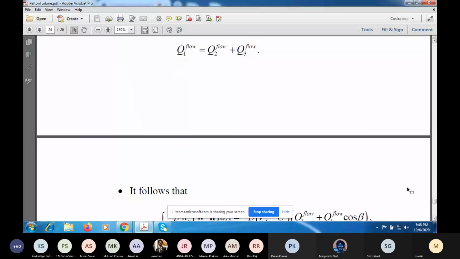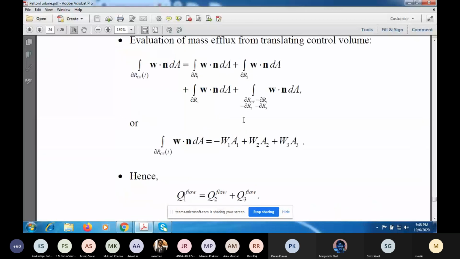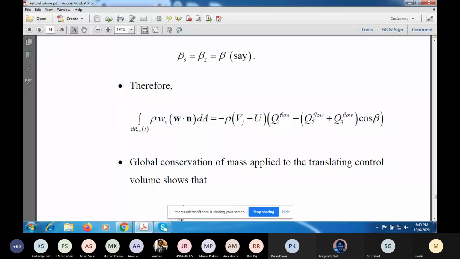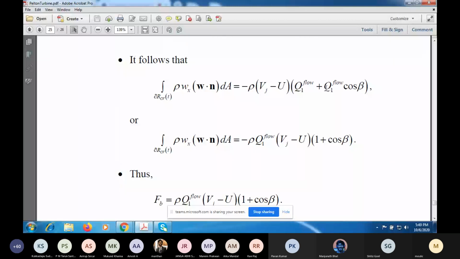Q2 plus Q3 is Q1. So if I go back and look at this equation, you have Q1 here and the sum Q2 plus Q3, which you can replace by Q1 and write it as Q1 plus Q1 cos beta. And then you can factor out the Q1 also and write it as minus rho Q into Vj minus U into 1 plus cos beta.